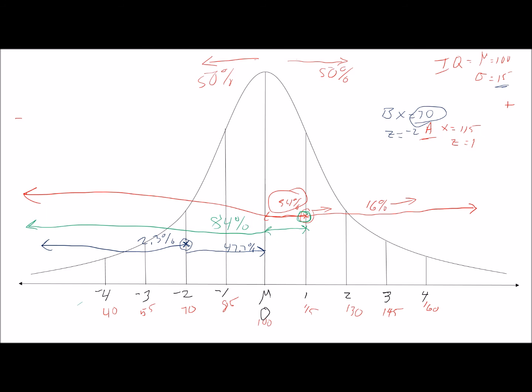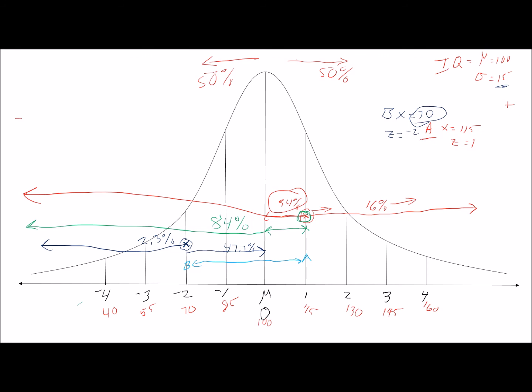Now let's say we have person A and person B, and we wanted to know what percentage of the population falls between these two. Since person B is here and person A is here, we want to know what the space is between these two. What percentage of the population falls between these 2 points, between the score that person A has and the score that person B has?